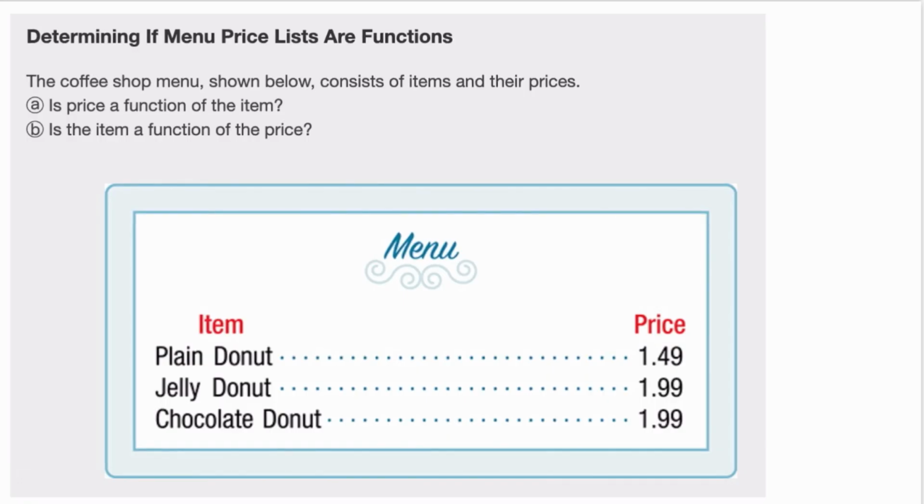Take a look at the example here. It says determining if menu price lists are functions. So in this case, it says the coffee shop menu shown below consists of items and their prices. Is price a function of the item? In order for us to answer this, let's take a look back at the notes that we looked at the very beginning of the video.